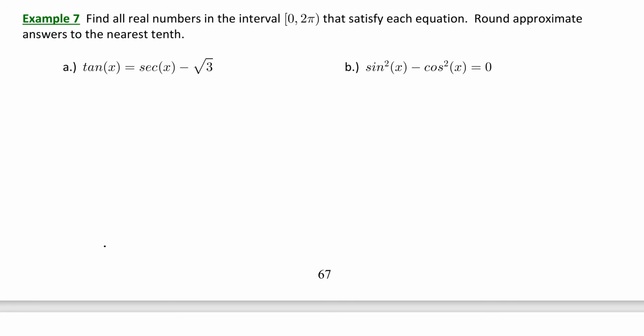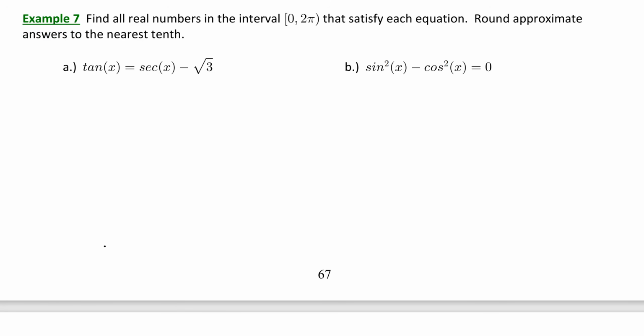Example 7, find all real numbers in the interval between 0 and 2 pi that satisfy each equation. So we're working in radians and we're working with a finite list of solutions. Round approximate answers to the nearest tenth. So example A is tangent of x equals secant of x minus square root of 3.